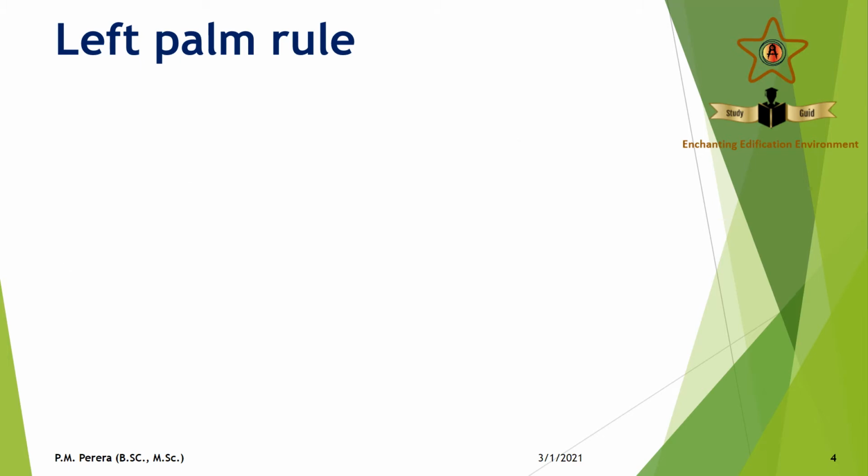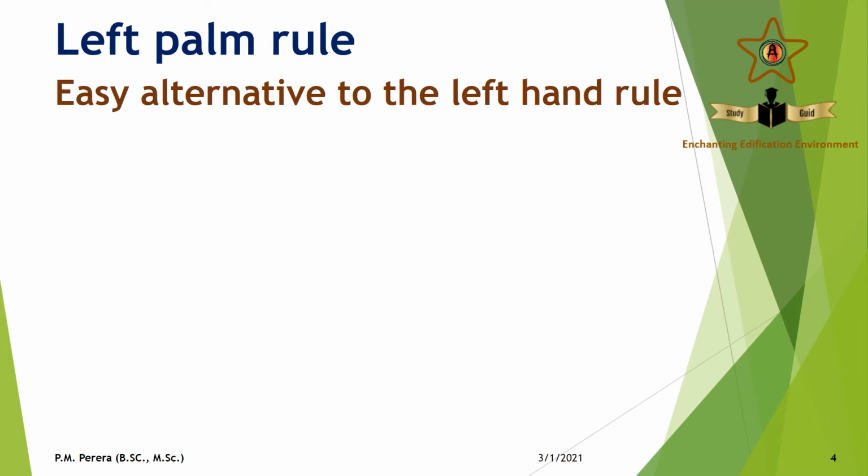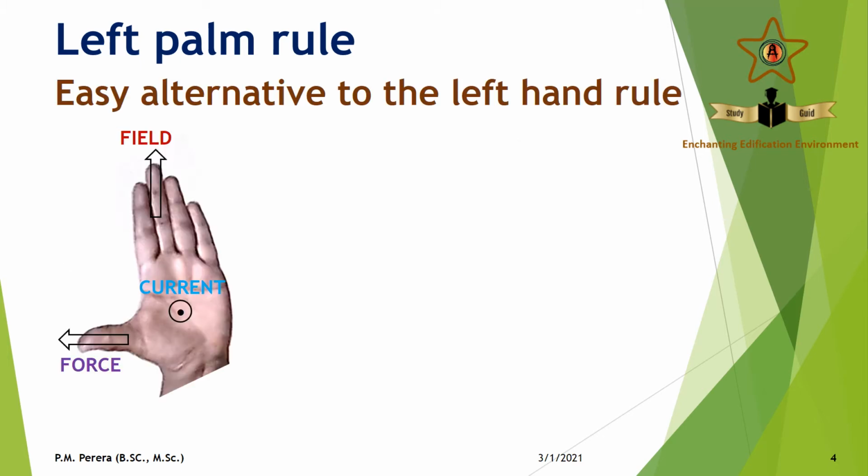Left palm rule. This is an alternative for the left-hand rule. We extend the left palm so that the thumb is perpendicular to the palm. The fingers show the field, current comes out of the palm and the thumb shows the force.